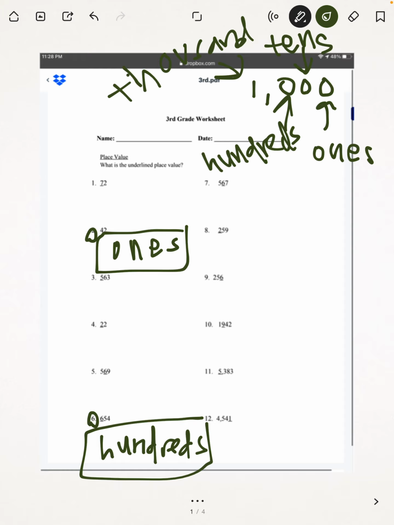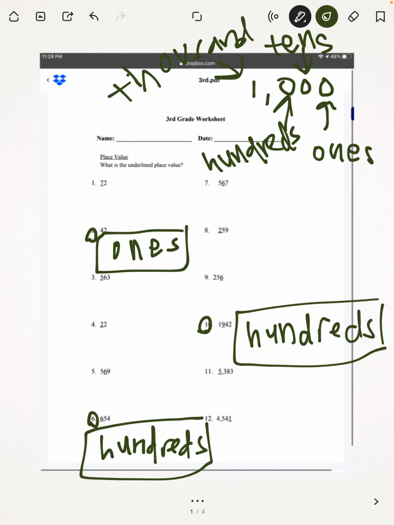Next, we're going to be doing number 10, 1942. The 9 is underlined, which is the third number to the right, which is the hundreds place. And lastly, we're going to be doing number 11, 5,383. The 5 is underlined, and the 5 is in the thousands place value because it's the fourth number.